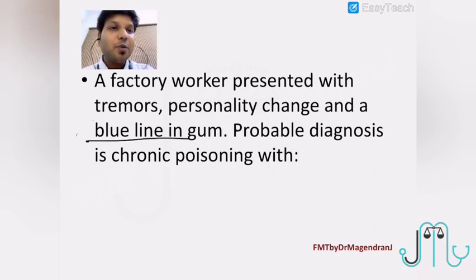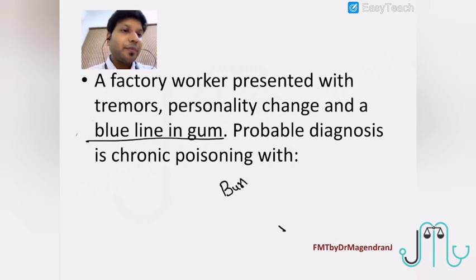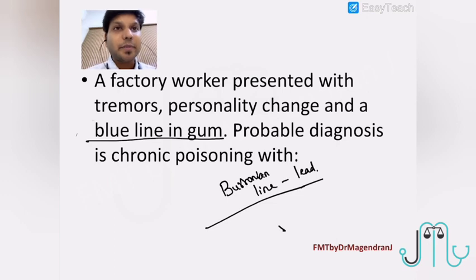Do remember, friends, blue line is seen in lead. Not only lead, it can also be seen in copper, it can also be seen in mercury, it can also be seen in a few other metals like iron, right? In lead, we see the line that is Burtonian line, but the blue line is not specific for lead alone. It can also be seen in some other metals like copper, mercury, etc.